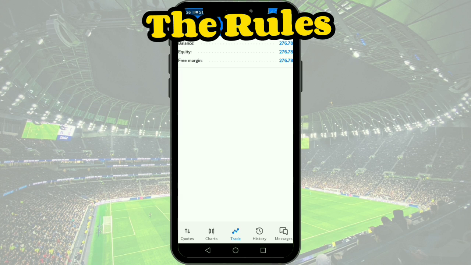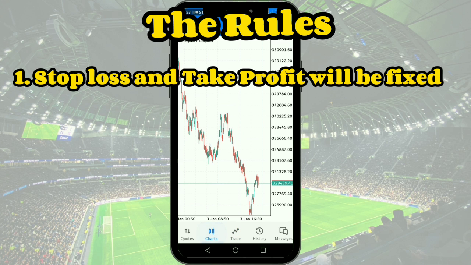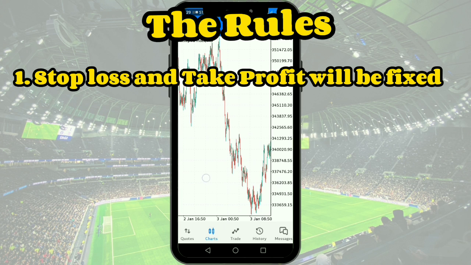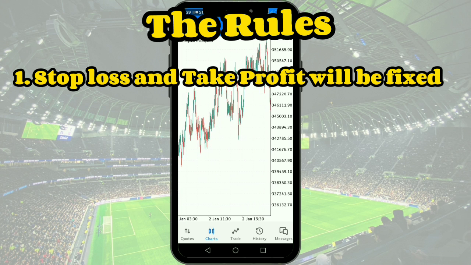I don't want to be making decisions inside the trade. I just want to make the decision, place the trade, and after I place the trade, I don't make any decisions. So the rules were, number 1, stop losses and take profits will be decided before the trade. Before I place the trade, I need to know where I am going to be placing my stop loss and where I am going to be putting my take profit.